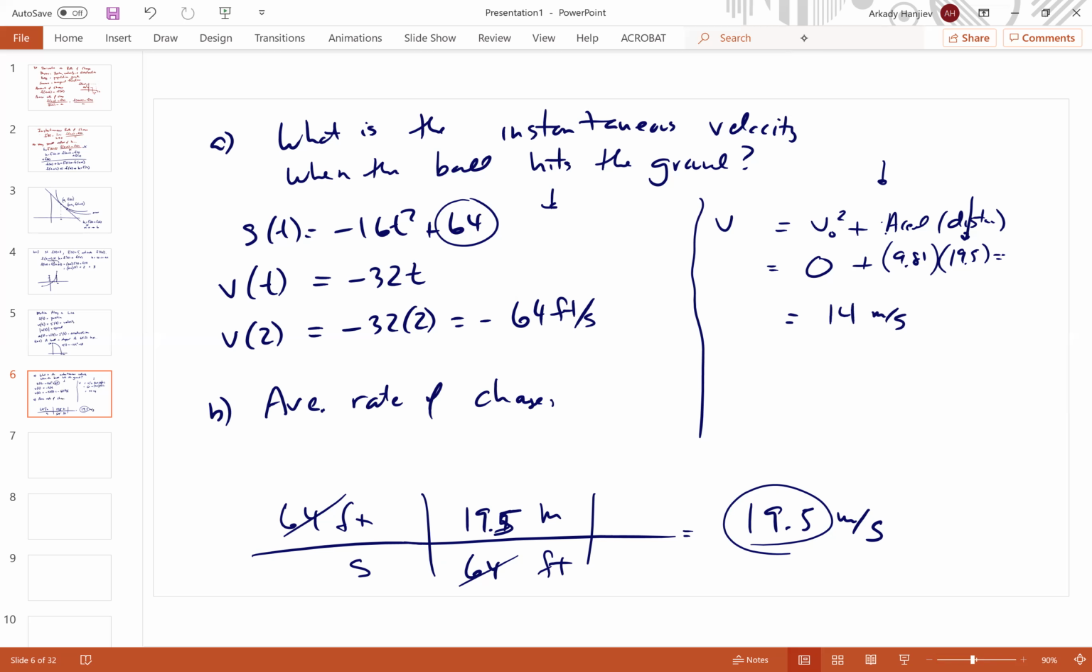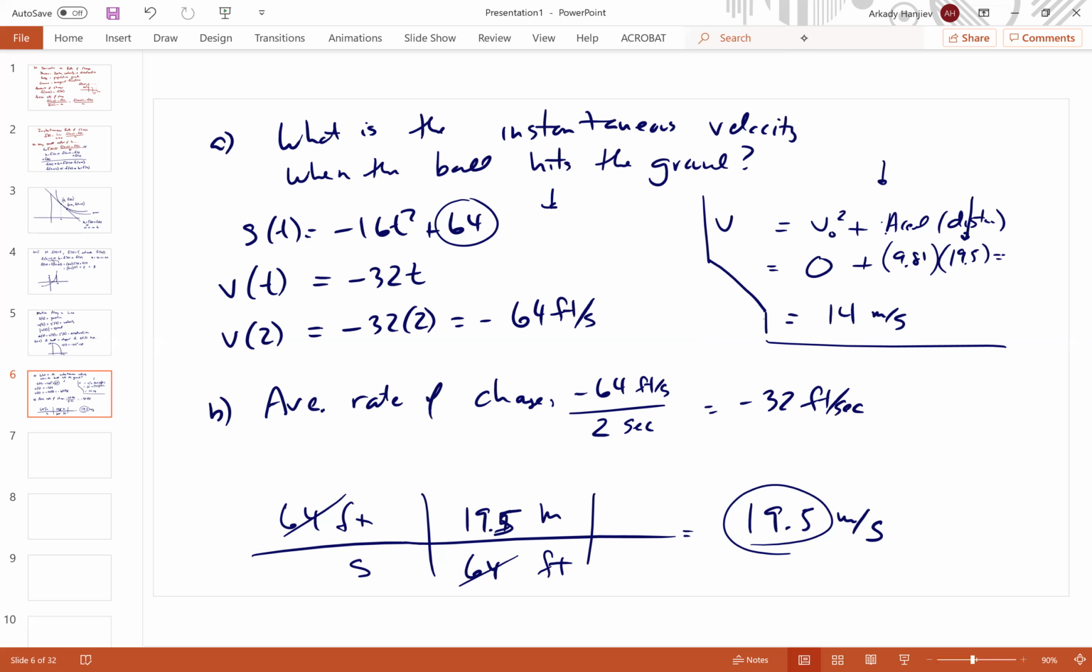And remember, with average, all we're going to do is divide by the length of it, right? So this was negative 64 feet per second. We're going to divide it by the 2 seconds that it was in the air. And so in this case, negative 32 feet per second is the average that it was falling.